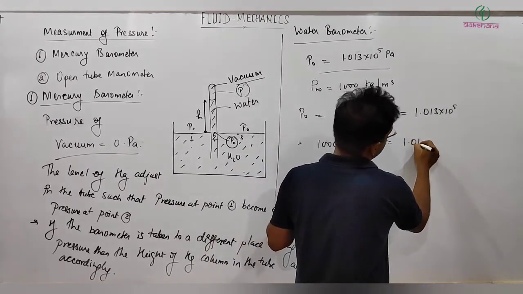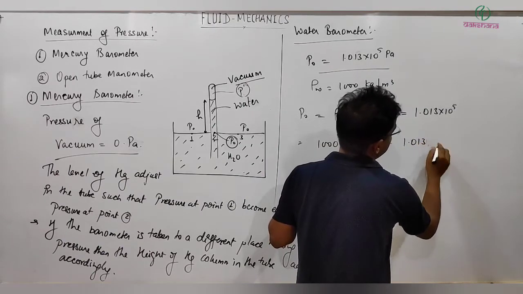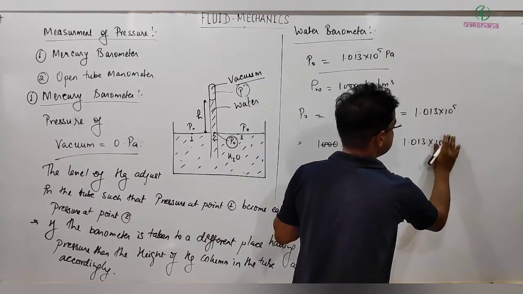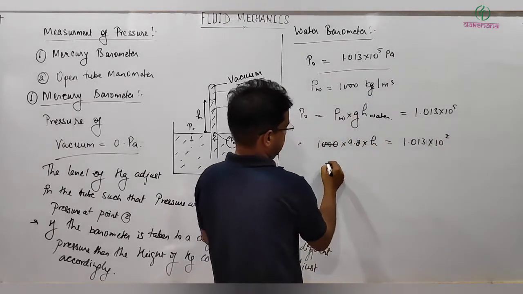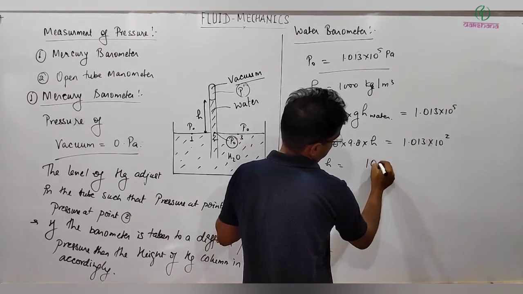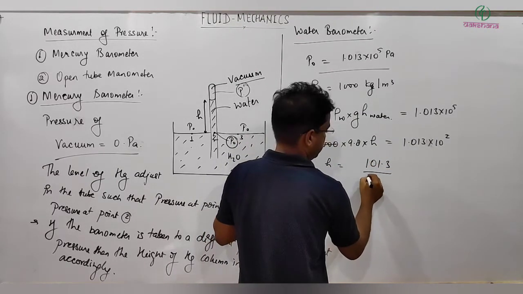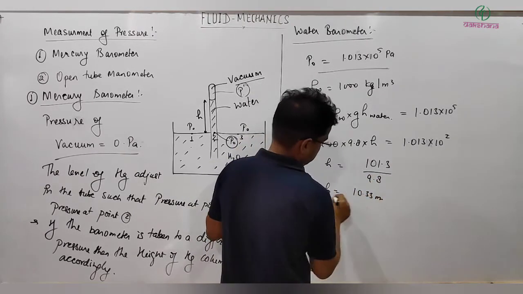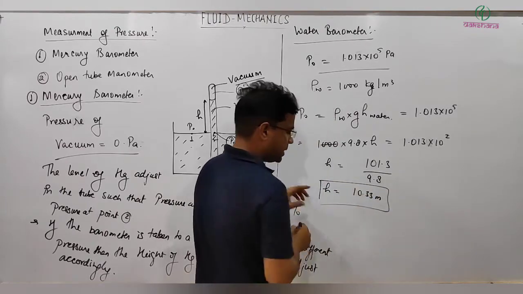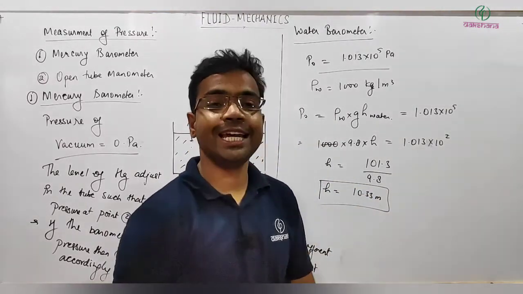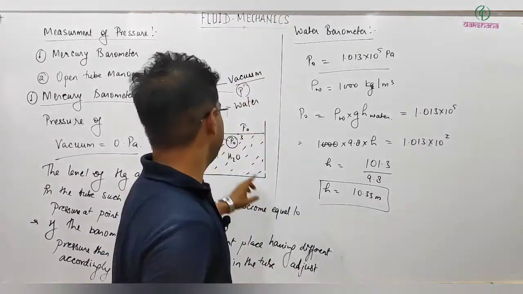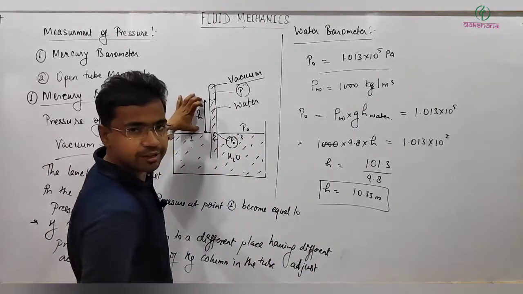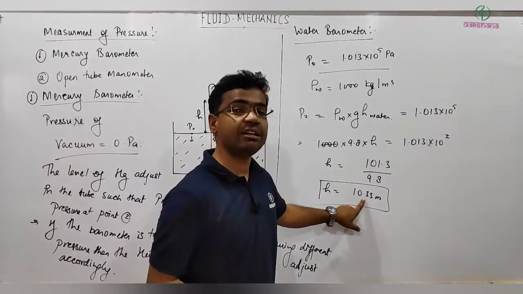This is equal to 1.013 into 10 raised to power 5, so 10 raised to power 2 cancels, and then H is equal to 101.3 divided by 9.8, which comes to roughly 10.33 meter. What does it mean? It means if you use water instead of mercury, then the height of the column that you will get experimentally will be 10.33 meter.